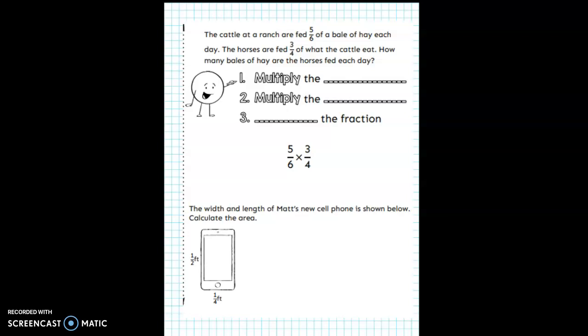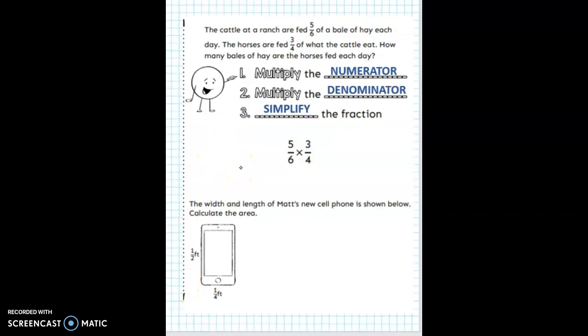The cattle at a ranch are fed 5/6 of a bale of hay each day. The horses are fed 3/4 of what the cattle eat. How many bales of hay are the horses fed each day? Multiply the numerator, multiply the denominator, and then simplify the fraction. So in this case, we're taking 5/6 times 3/4.